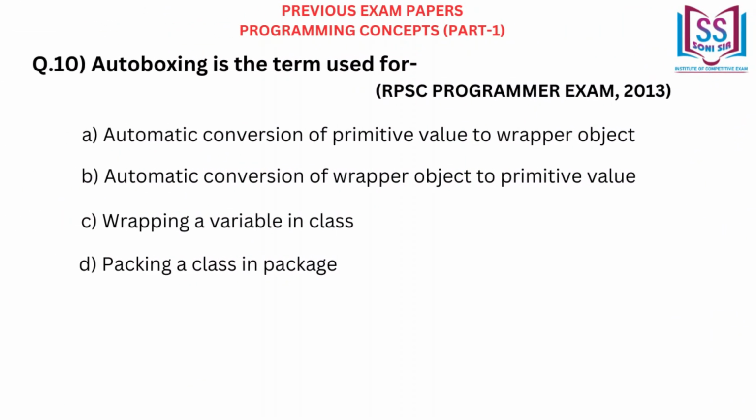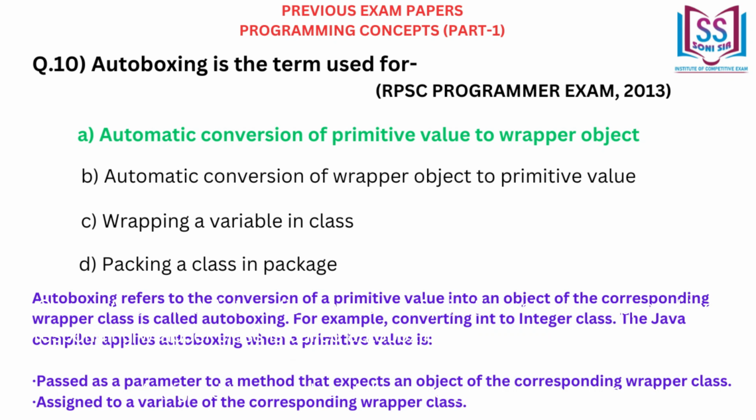Autoboxing is the term used for: A. Automatic conversion of primitive value to wrapper object. B. Automatic conversion of wrapper object to primitive value. C. Wrapping a variable in a class. D. Packing a class in a package. Correct answer: A. Automatic conversion of primitive value to wrapper object.